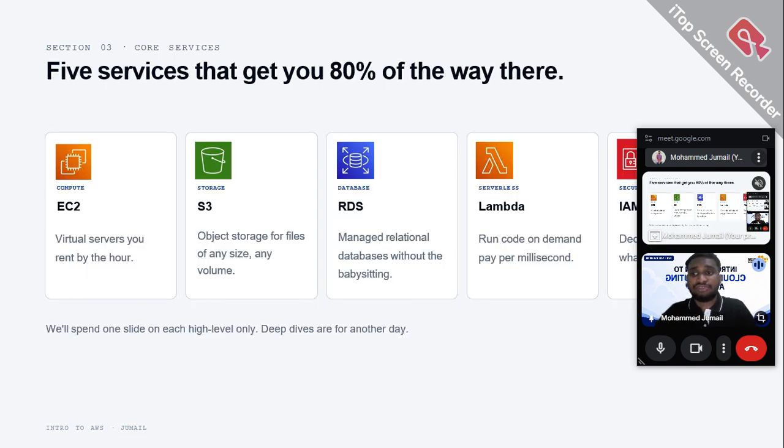Next one is five main AWS services. There are many AWS services, but these five are some of the most important foundational services. First one is EC2, which is used for virtual servers. Second one is S3, used for cloud storage. Third one is RDS, used for managed databases. Lambda is used for serverless computing. And IAM is used for security and access management. Understanding these services gives a strong foundation in AWS.